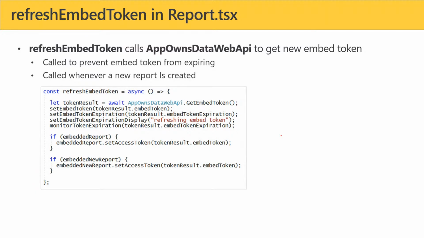What's going to happen here is when we first go to the report.tsx, it's going to run this code, and useEffect is what's going to fire it. So usually when useEffect fires something and you get data from across the network, you have to call set something to trigger the component to render again. So here we get the embed token, and we set the embed token, we set the expiration. We have a display here, and you're going to see that in just a second. And then I have a special function that I'm calling, which is called monitor token expiration.